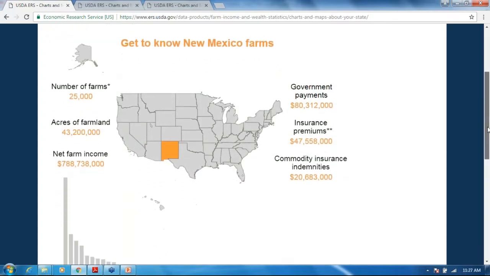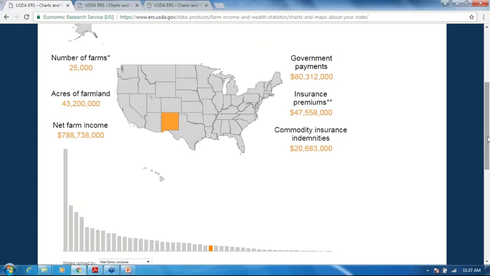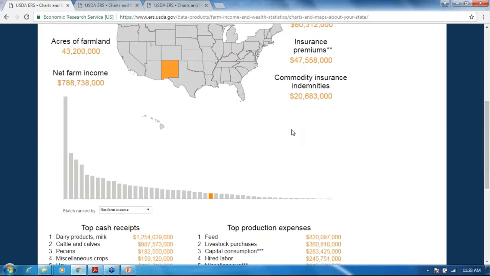So you select New Mexico, and you quickly get some really general information about the farm economy in that state. So there are approximately 25,000 farms in New Mexico. They farm a little bit over 43 million acres, and in 2015, they had a net farm income total of just under $800 million. They received about $80 million in government payments. And then if you scroll down, you can see how they ranked in terms of a bunch of different metrics. As far as net farm income, in 2015 they had the 28th most net farm income.